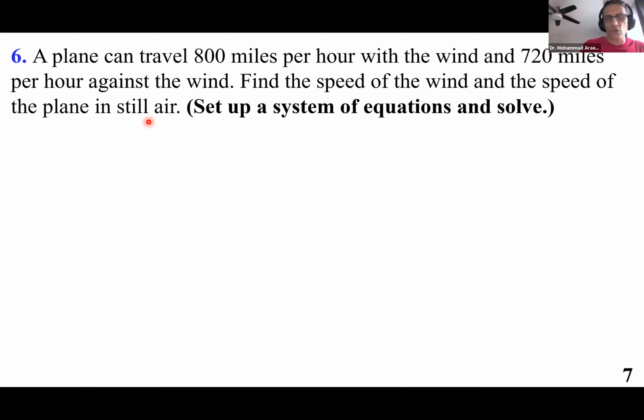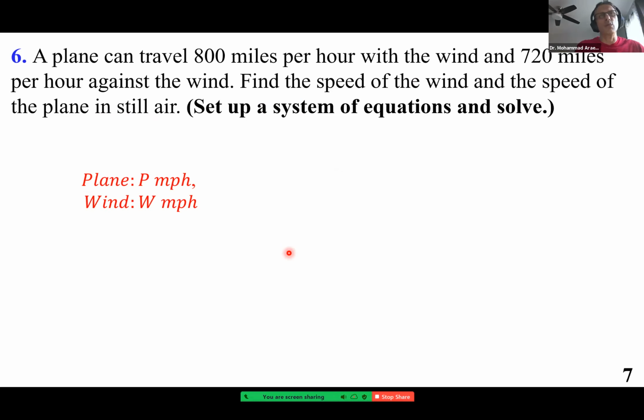It will work against us if we go the opposite direction. Therefore, first and foremost, your variables. You can go with X, Y, Z, whatever variable you want to choose, but sometimes initials work out better. So P represents the speed of the plane, W represents the speed of the wind.